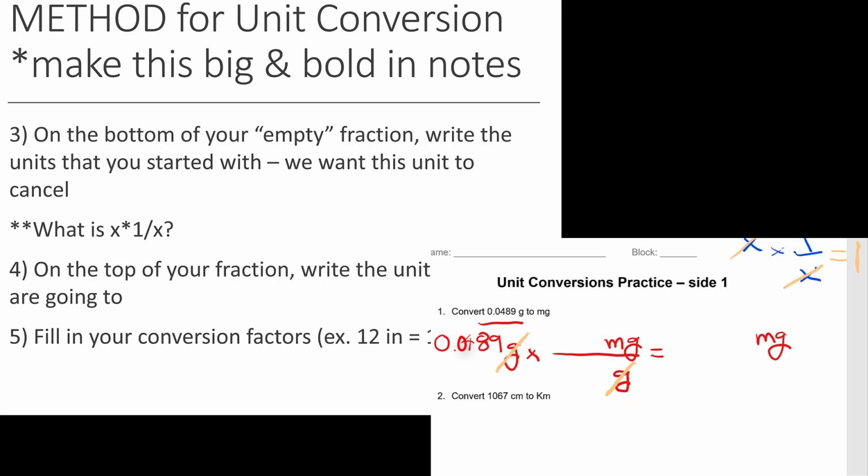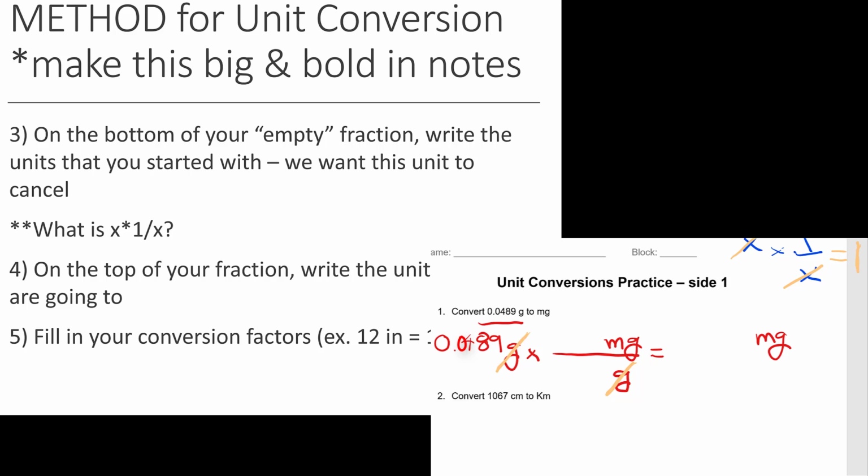Then the next step is to fill in the conversion factor. Now we've talked, a conversion factor is an equality. So 12 inches equals 1 foot. You could also say 1 foot equals 12 inches. So it is an equality that combines a number with a unit.